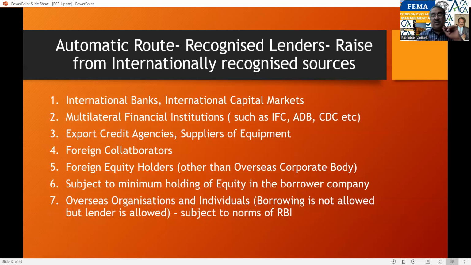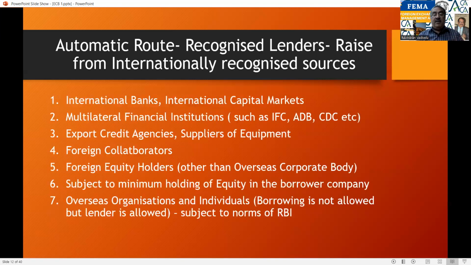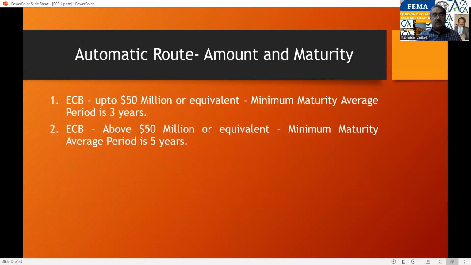So overseas organizations and individuals: in the previous slide, we saw that individuals and trusts are not eligible to get the money through ECB as borrowers. Whereas under point number 7, an overseas organization or individual can lend the money by way of ECB, and everything is subject to RBI norms.